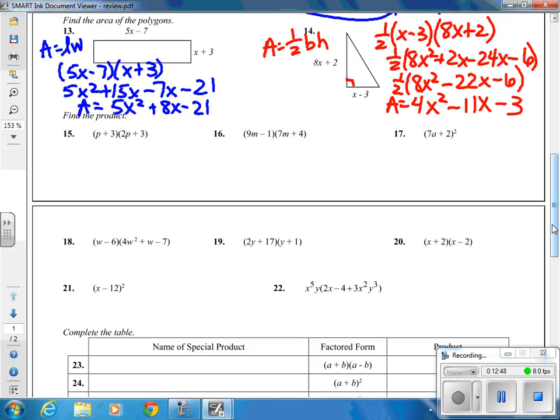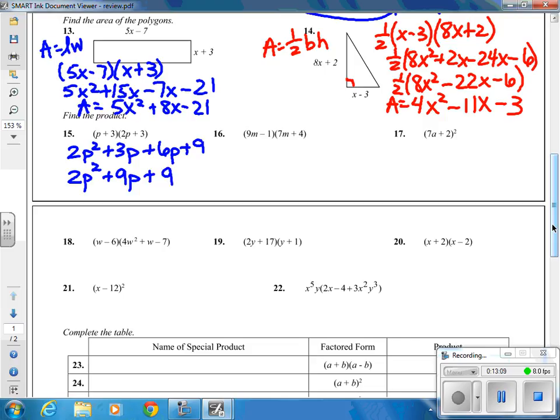All right, so for number 15, this is a basic FOIL problem. You guys should be getting really good at doing FOIL by now. p times 2p is 2p squared. p times 3 is plus 3p. 3 times 2p is 6p, and 3 times 3 is 9. Combine your middle, so we have 2p squared plus 9p plus 9.